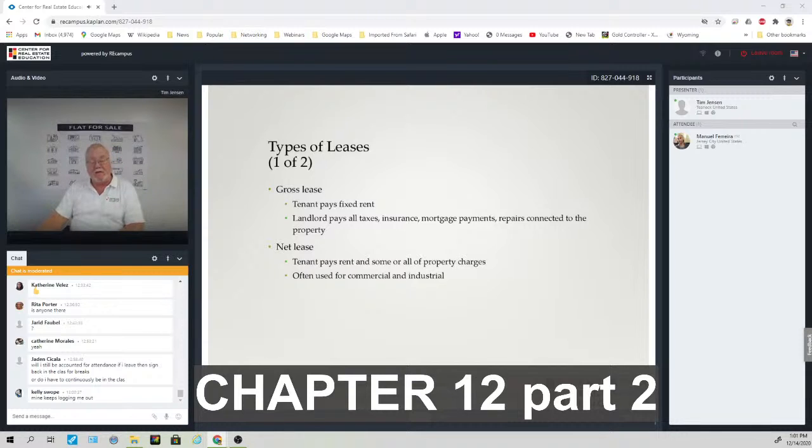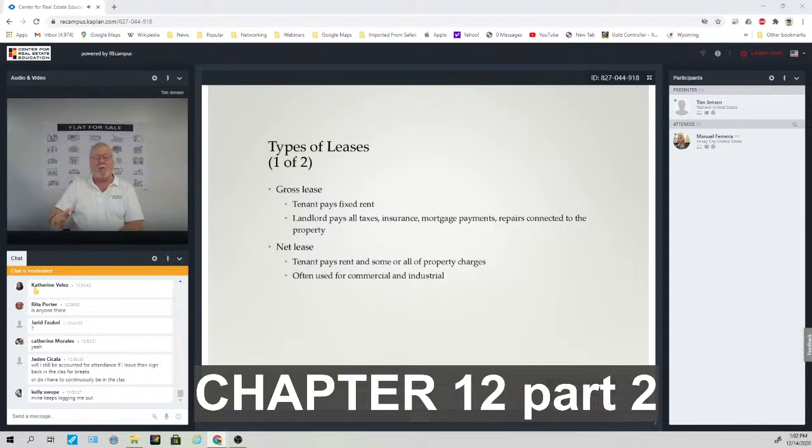A net lease is typically a commercial lease where the tenant pays a base rent and then a percentage or all of the associated charges for the property for the time they're there. In other words, they're paying a base rent to the landlord, and then a net lease would also include some, if not all, of the expenses on a monthly basis. So maintenance, taxes, insurance, salaries for individuals working the properties, those would be paid in addition to the base rent to the landlord.